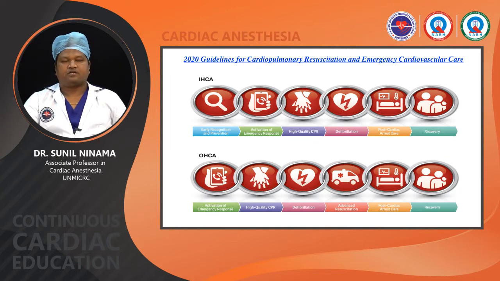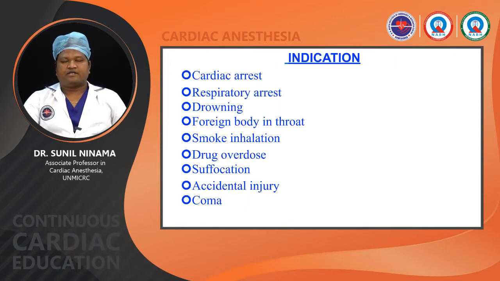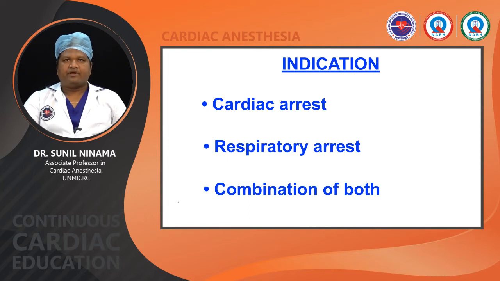While in case of out-of-hospital cardiac arrest, the first thing is the activation of emergency response, and then you have to give high quality CPR, followed by defibrillation, then advanced cardiac resuscitation, followed by post cardiac arrest care, and then recovery. The indication for giving CPR is cardiac arrest. Maybe there is VT/VF, pulseless electrical activity, or asystole, and then there is respiratory arrest, drowning, foreign bodies in the airway. Because of that, the patient develops hypoxia and then arrests. Smoke inhalation, drug overdoses, suffocation, accidental injury, and coma. The primary indication for CPR is cardiac arrest or respiratory arrest or a combination of both.